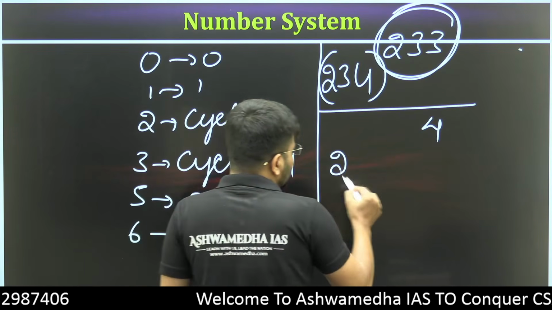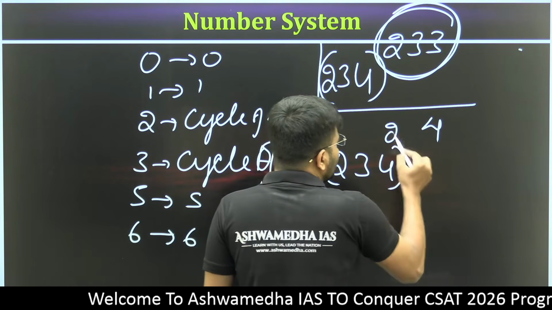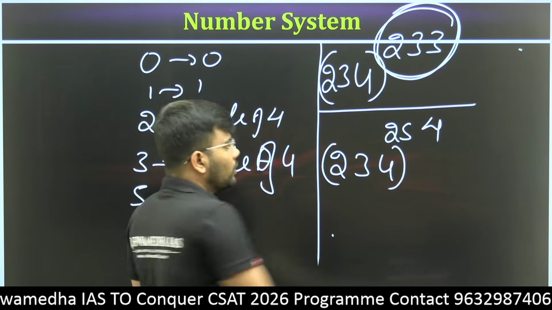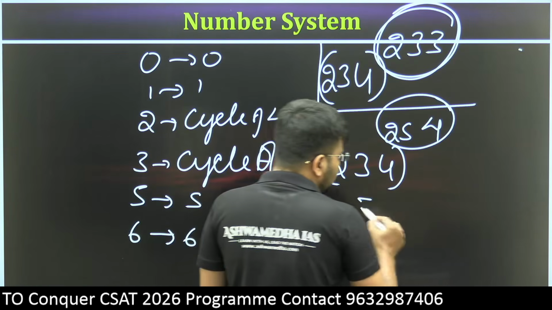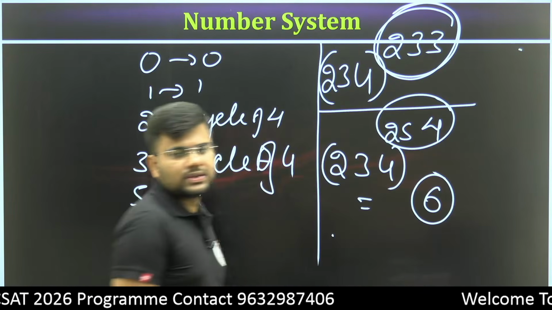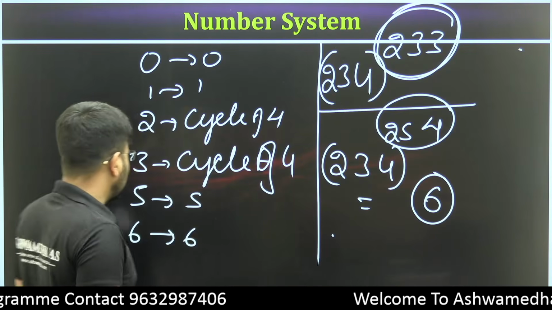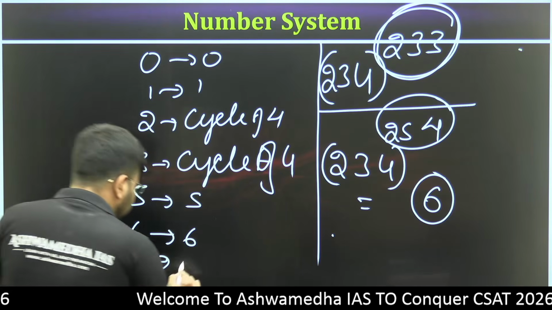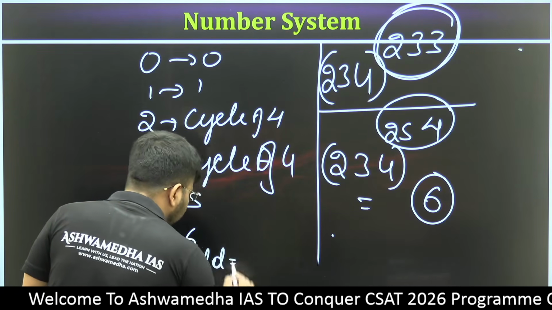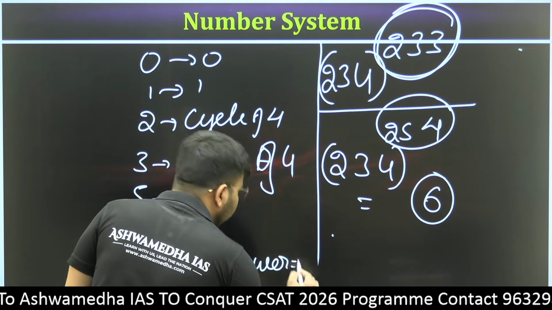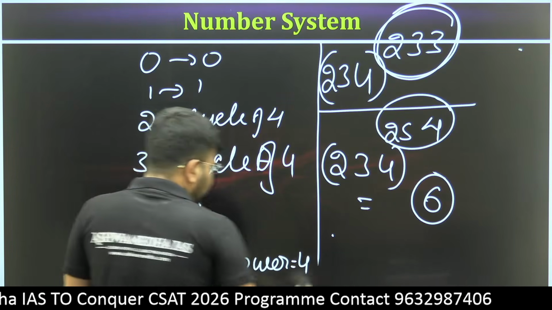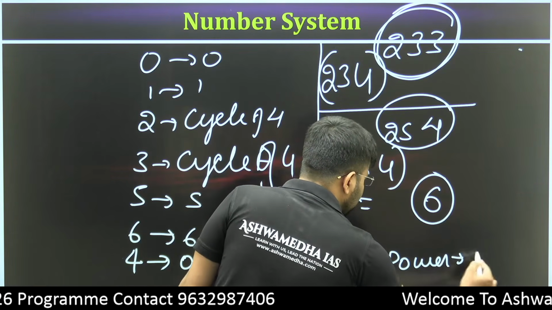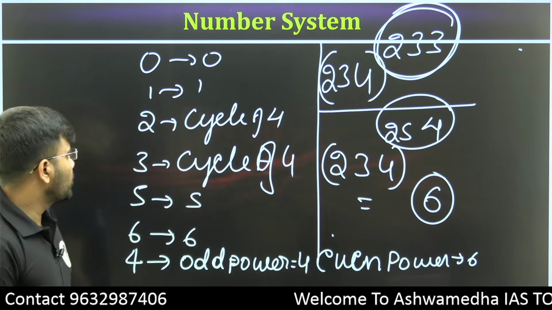Now, if it is 234 whole to the power of 254, what is it? It's an even number. If it is an even number, then the unit digit would be 6. That means if the digit in the unit place is 4, then if it is odd power, the unit digit would be 4, and if it is even power, the unit digit would be 6.